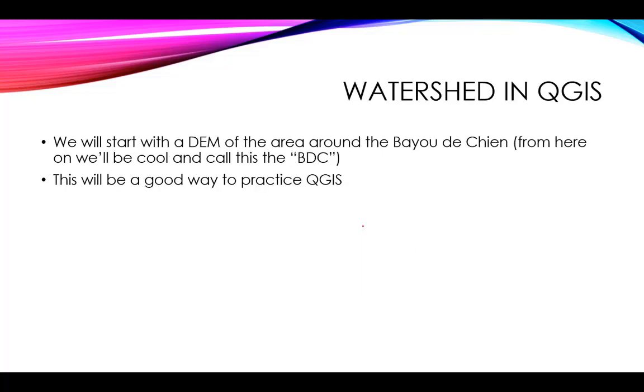So what we're going to do is start with a DEM of the area around Bayou de Chêne. And from here on in this video, I'll just call it the BDC. Anyway, by figuring out this watershed, like I said, this is an important use of the GIS software, but also this is going to be a good way to practice using QGIS. We're going to be using lots of different things in QGIS, and I want you to become comfortable with the software. So anyway, I'll walk you through this step by step, so follow along and let's get to work.